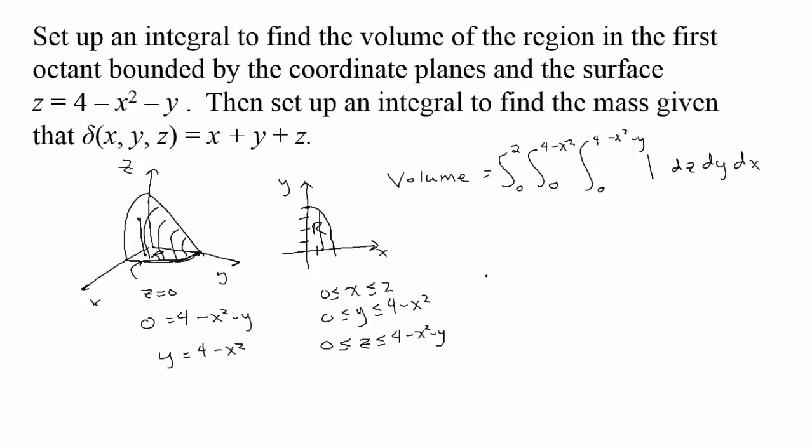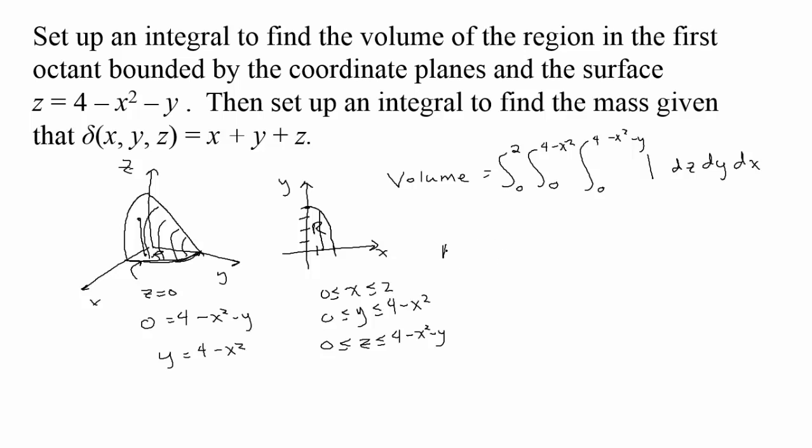Of course, in general, there's 3 choices for the outside variable and 2 choices for the variable inside of that, and then only 1 variable remaining. So there's usually 6 ways, 1 times 2 times 3, multiplying the choices, that we can set up an integral like this.